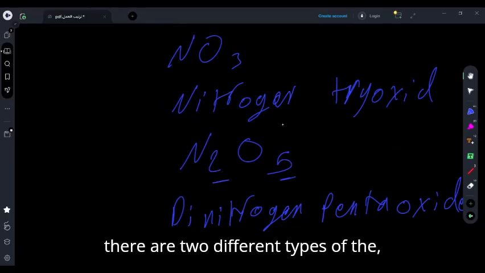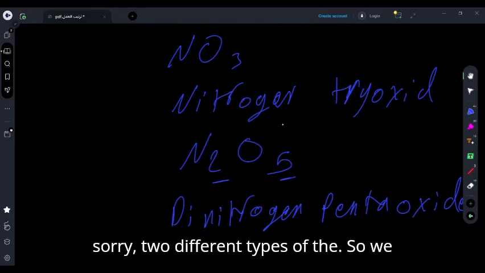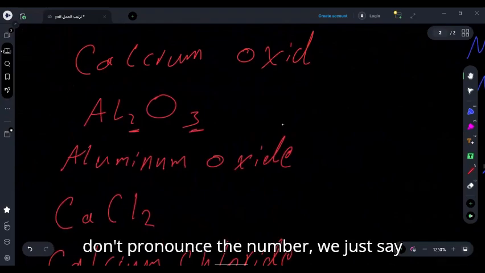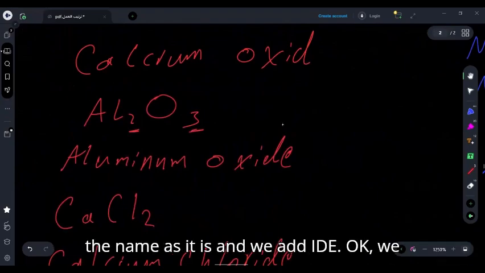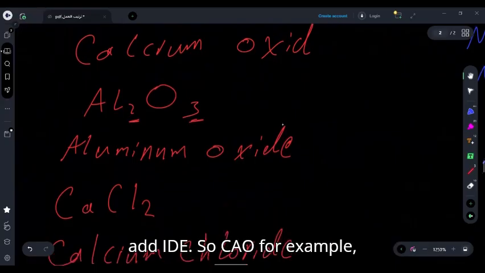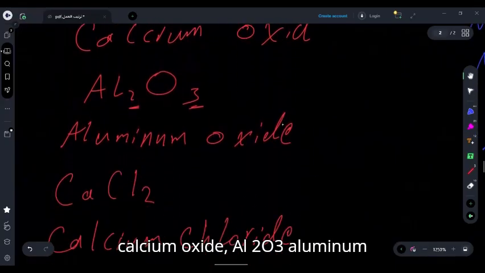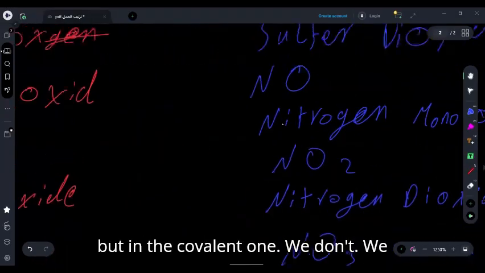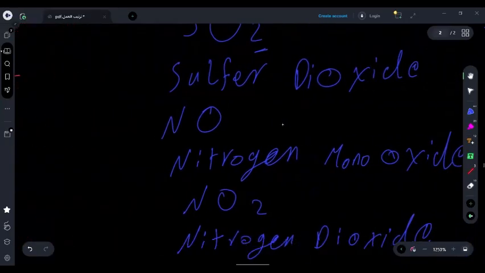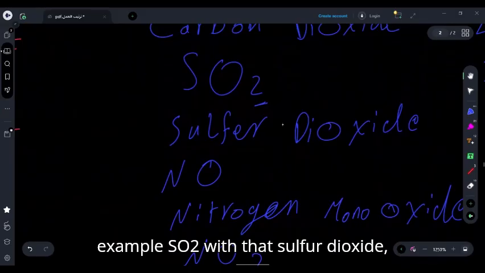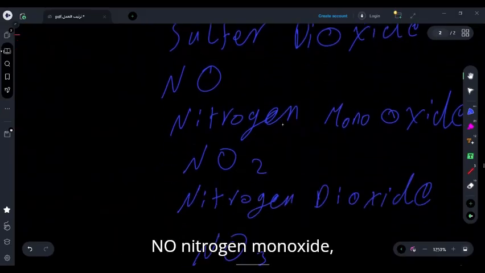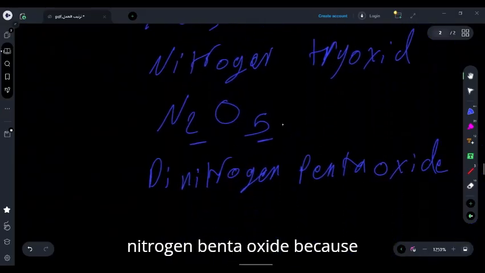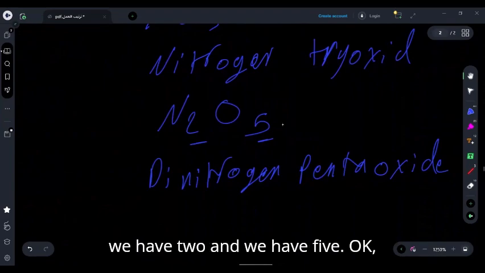So there are two different types of methods we can use to name compounds: the ionic one and the covalent one. In the ionic one, we don't pronounce the numbers. We just say the name as it is, and we add IDE. So CaO, for example, is calcium oxide. Al2O3, aluminum oxide. CaCl2, calcium chloride. But in the covalent one, we do pronounce the numbers. For example, SO2 is sulfur dioxide. NO is nitrogen monoxide. N2O5 is dinitrogen pentaoxide, because we have two and we have five.